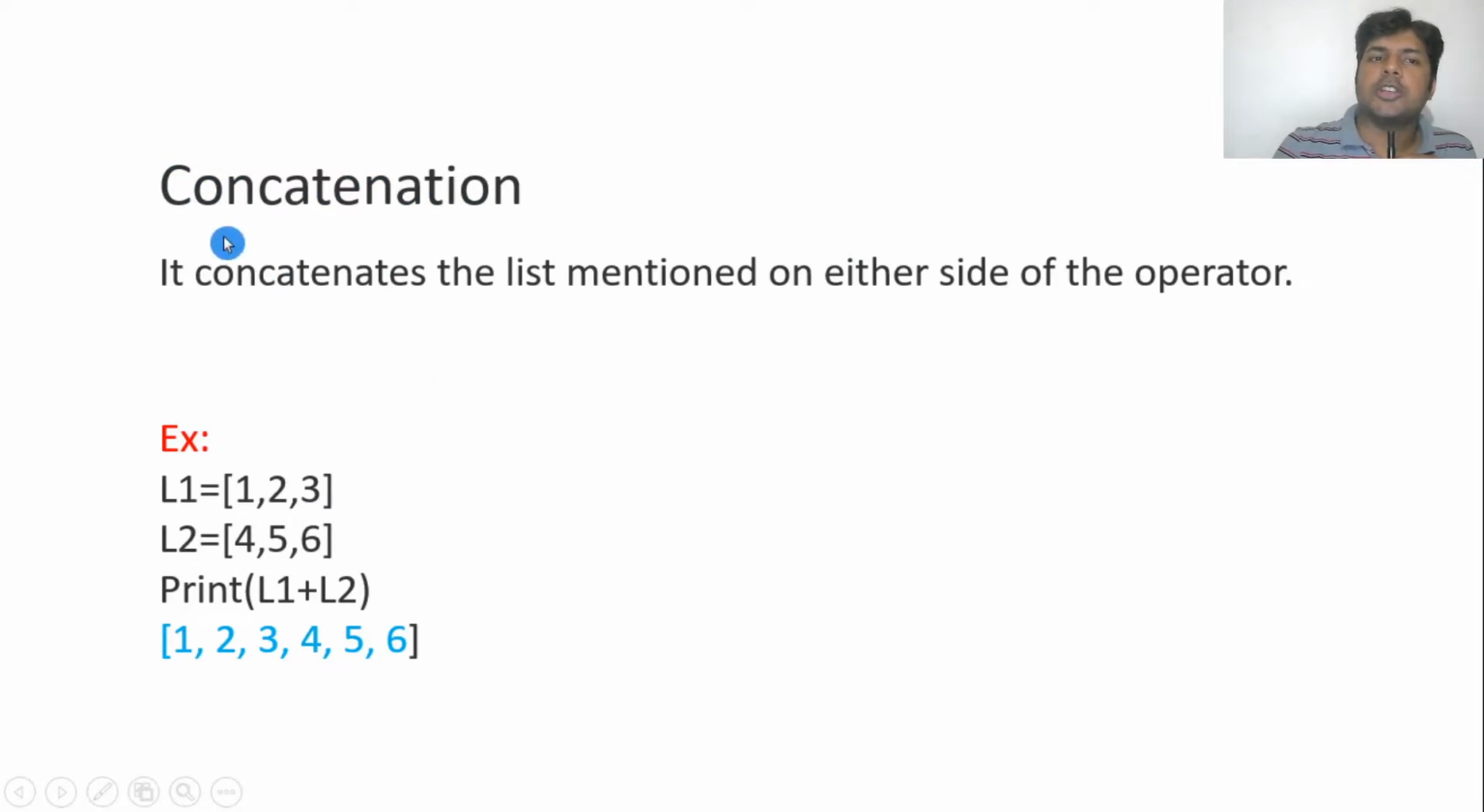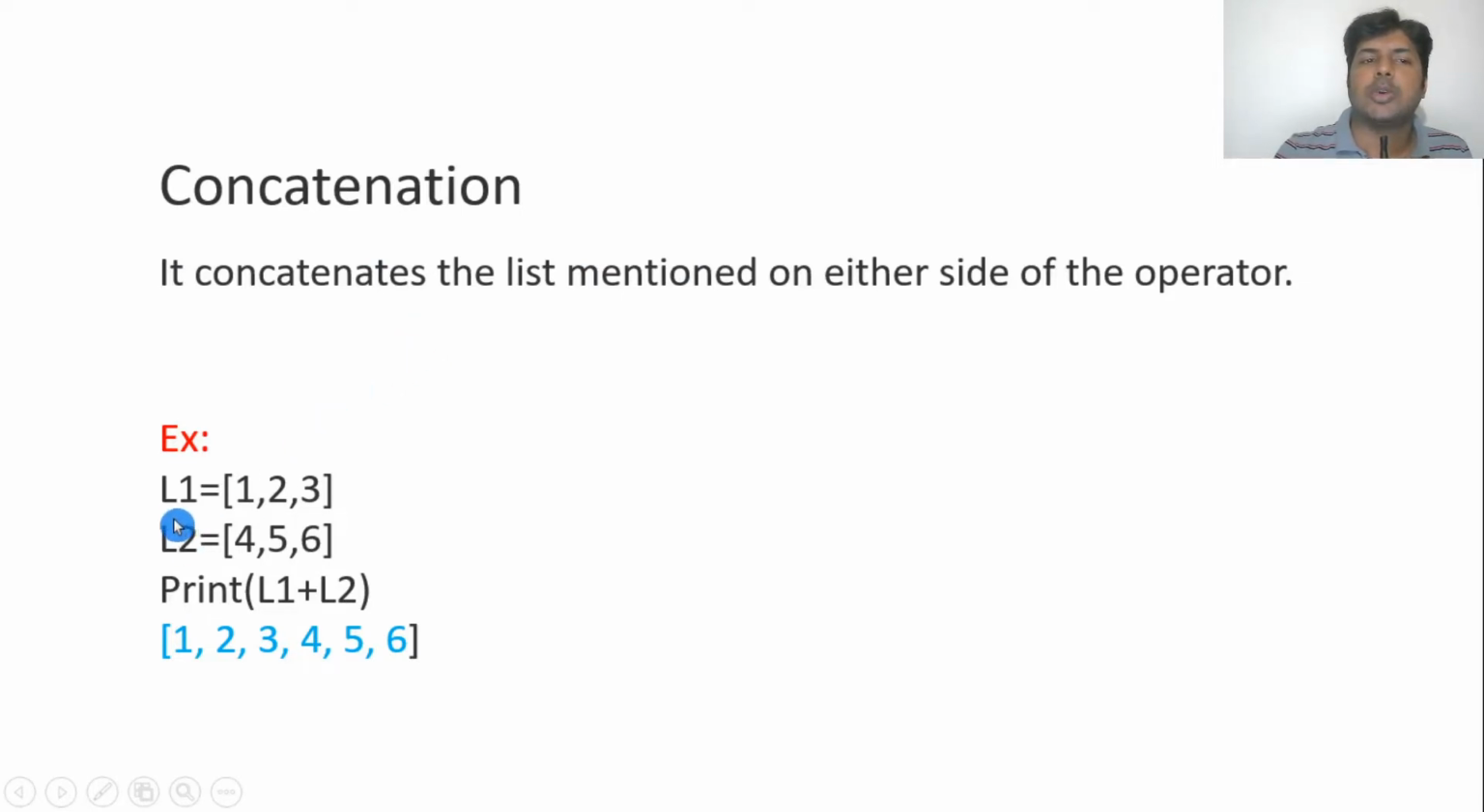So concatenation operation concatenates the lists mentioned on either side of the operator. That means we use the plus symbol as a concatenate operator. So what will the concatenate operator do? It will concatenate, means it will join the two lists. So let us see a small example.